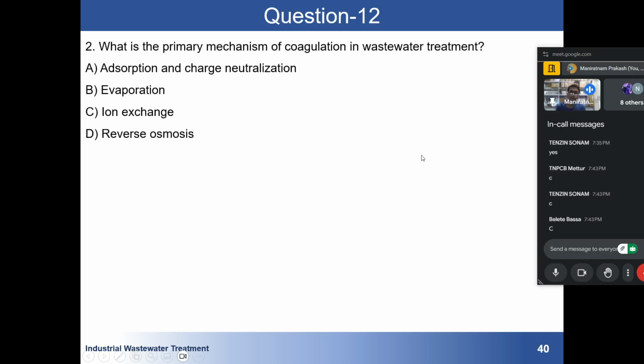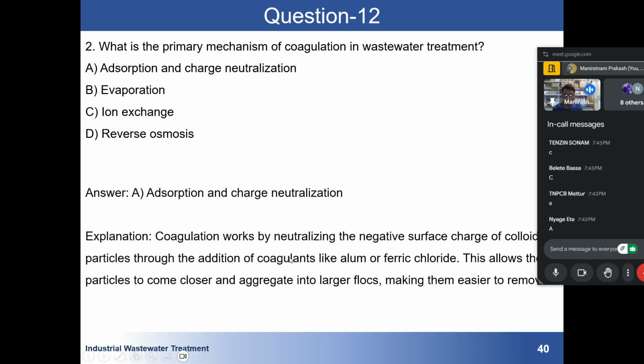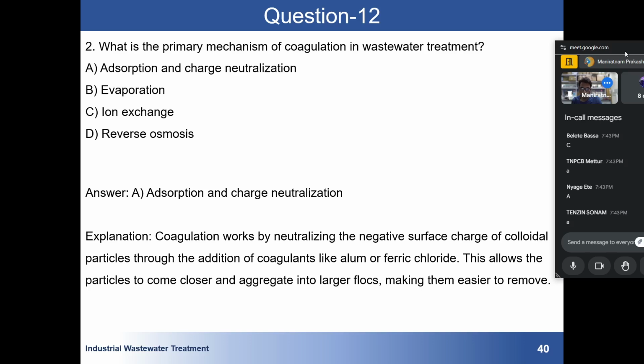Which is the primary mechanism of coagulation in wastewater treatment? Adsorption, evaporation, ion exchange, reverse osmosis. A. Yeah. Coagulation works by neutralizing the negative surface charge of the colloidal particles through the addition of coagulants like alum or ferric chloride. This allows the particles to come closer and aggregate into larger flocs, making them easier to remove.